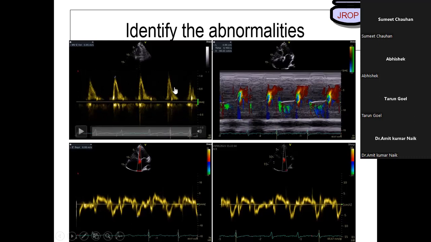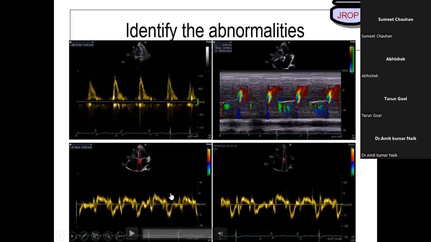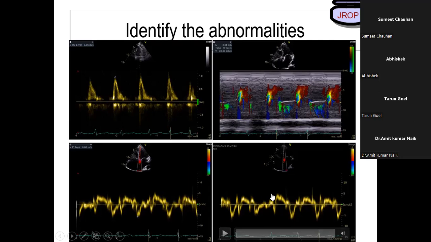This is mitral flow pattern, right? So what am I looking for in mitral flow pattern? I said I'm only looking at the E wave. There is no A wave. What is this modality known as? Tarun, are you there? You're lost. I'm there, sir. What is this modality? No answer, Tarun?